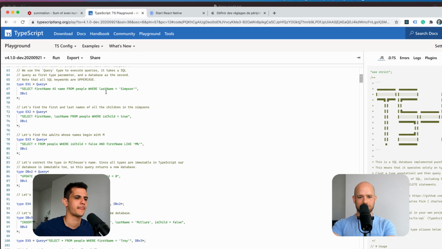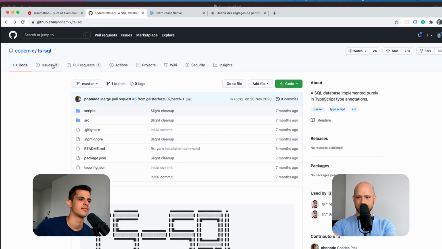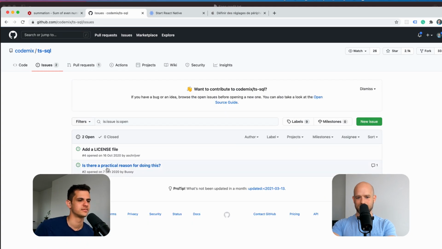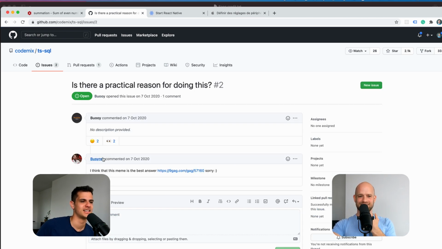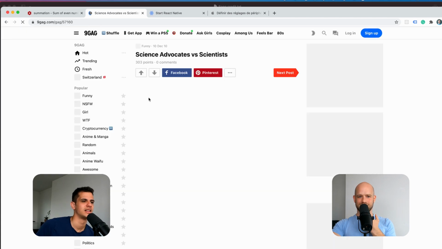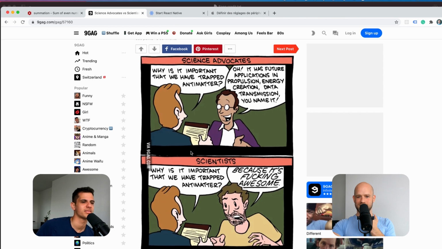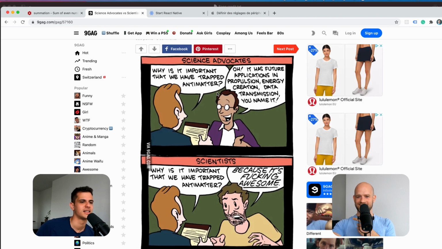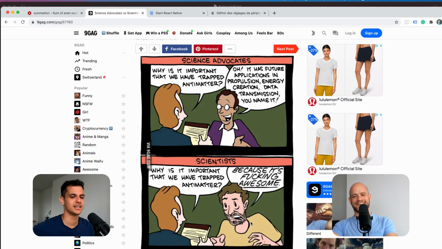And in fact, if we go back, I saw something cool because I went into the issues. Is there a practical reason for doing this? I guess it's the author, I'm not sure. And then he pointed to this meme: why is it important that we have trapped antimatter? Because it's awesome.